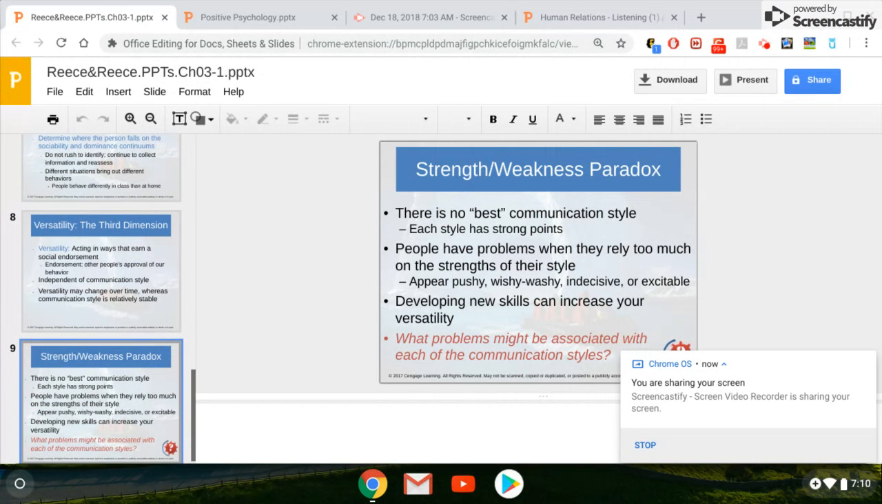And finally, the strength and weakness paradox of communication styles. There's no best communication style. Each style has its strengths and weaknesses. People have problems when they rely too much on the strengths of their styles. So you have to be somewhat flexible and be able to adapt to different styles somewhat, or pick up on some of the characteristics of other styles that may be similar to those that you have in your communication style. Developing new skills can also increase your versatility as well.